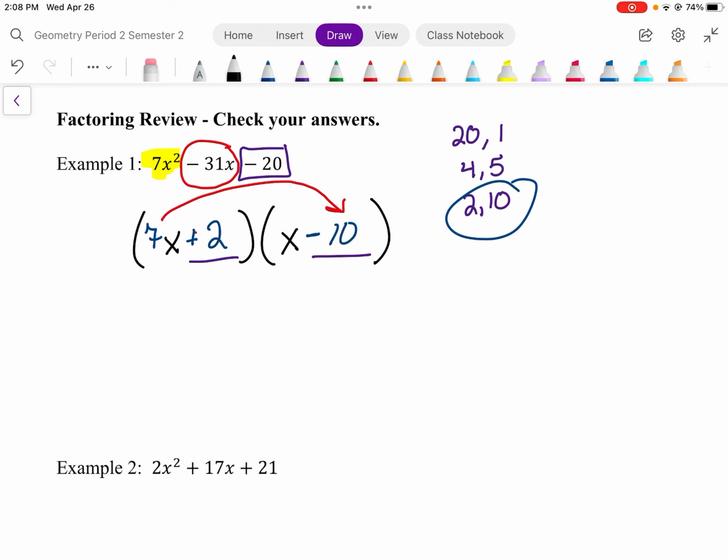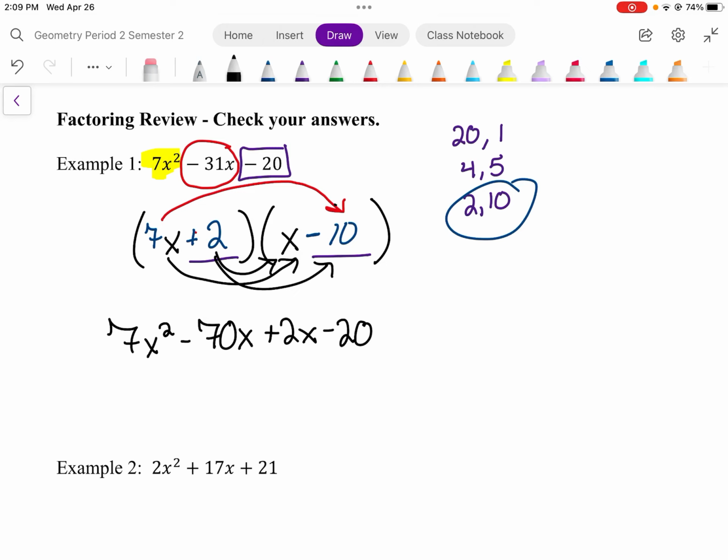If we were to check this answer, we're going to just distribute. 7x times 7 is our 7x squared. 7x times negative 10 is negative 70x. 2 times x is a positive 2x. And 2 times negative 10 is negative 20. So if we look, we've got the 7x squared part correct and the negative 20 part correct. But if we were to combine our like terms in the middle, that does not add up to negative 31. That ends up being negative 68x, which we know is not correct.